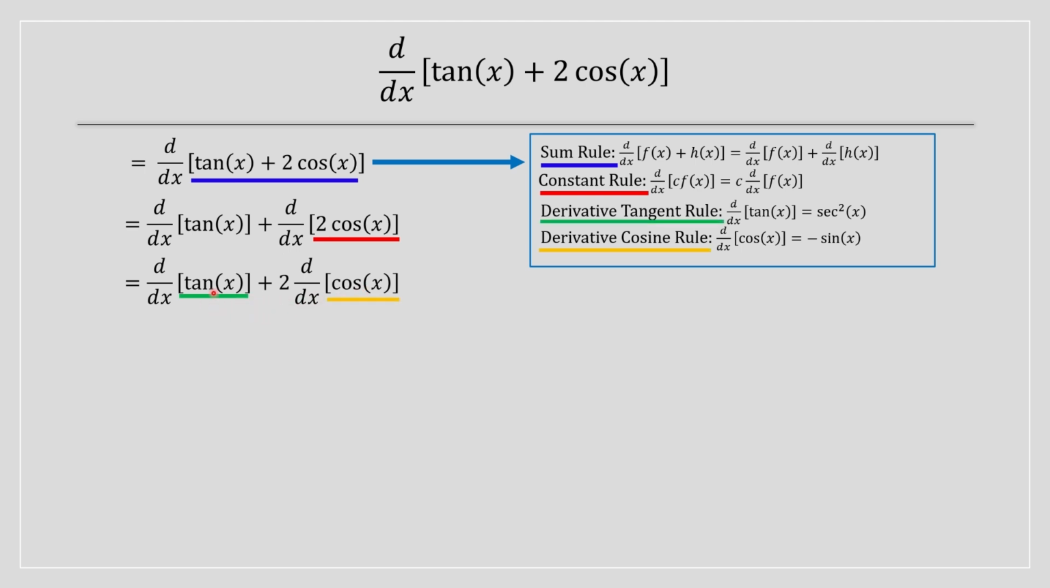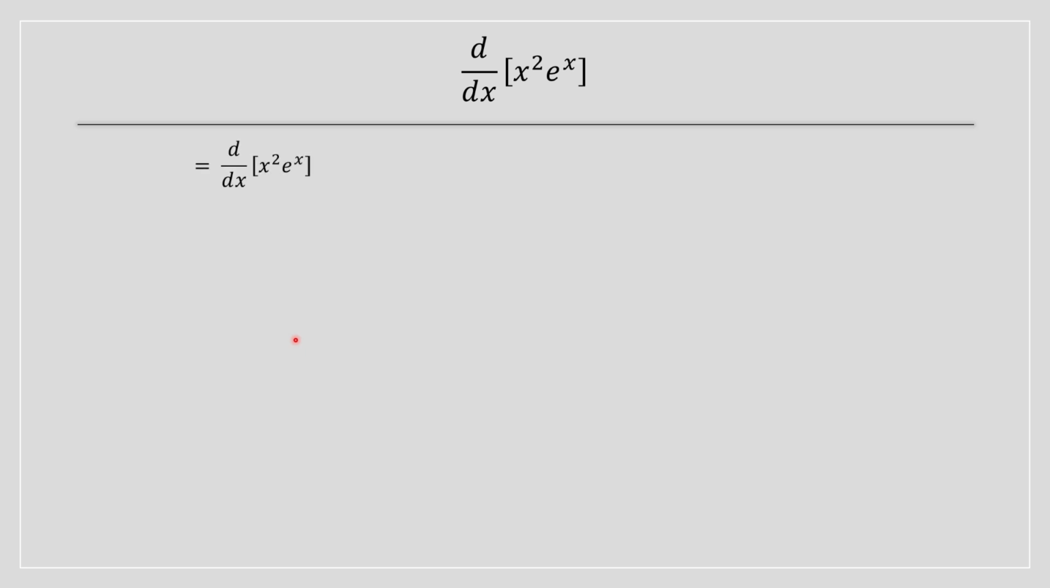This would be converted to secant squared of x, and this portion would turn to negative sine of x, and that's the answer to this question. Question 7. So for this question, here are the rules to solve for it.